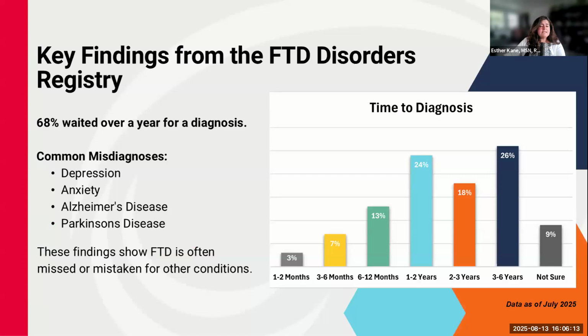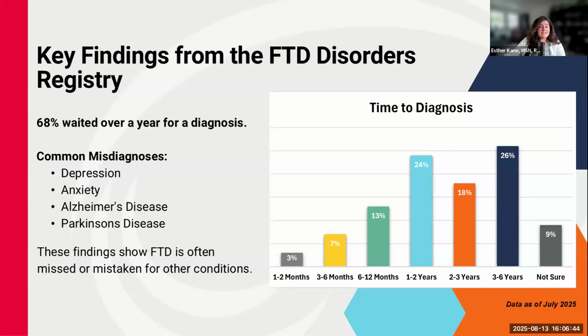One of the most persistent challenges in FTD care is the delay in reaching an accurate diagnosis. According to current data from our updated registry platform, 68% of participants reported waiting over a year to receive a correct diagnosis. And of those, 44% said they waited 2 to 6 years. These are not minor delays. They represent years of uncertainty, misdirection, and lost time for families who need answers and support.